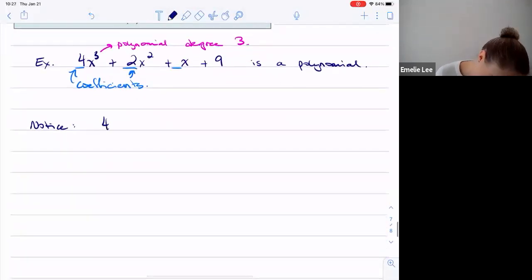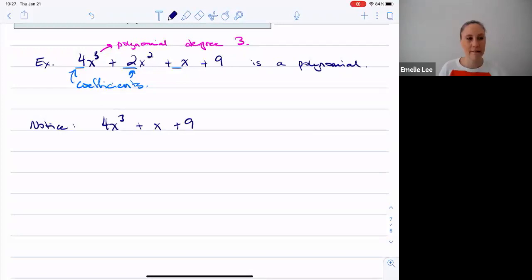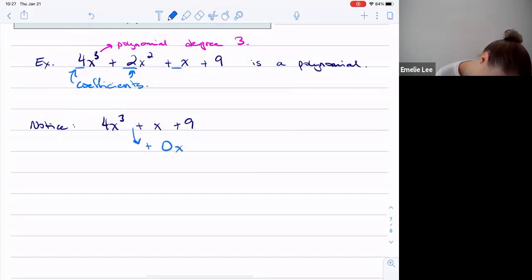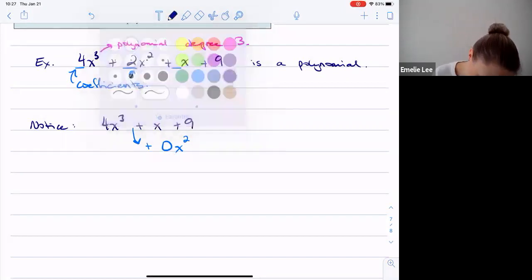Notice if you have, let's use the same one, 4x to the power of 3 plus x plus 9, right? Here, technically you have plus 0x to the power of 2. I only mention that because later on when we deal more with polynomials, it's going to be important to see, okay, I start at x to the power of 3, which means I need to have an x to the power of 2, an x to the power of 1, an x to the power of 0. And so you just have to add it in with a 0 in front, making it go away. But it's technically still there with a coefficient of 0.